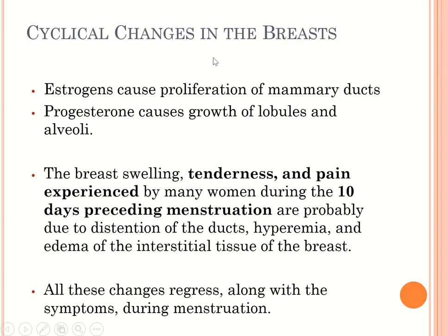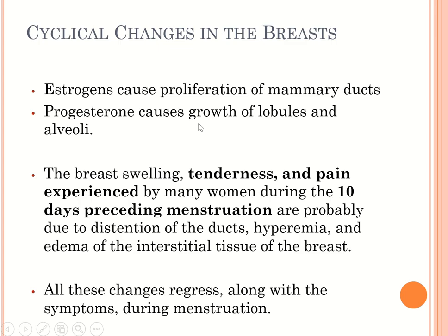Now, cyclical changes in the mammary gland. Always remember, in the breast there are ducts and lobules or alveoli. These alveoli and lobules are the ones which actually produce milk, and that is conducted via the ducts, right? So throughout the menstrual cycle, very beautifully, estrogen helps in the proliferation of the ducts. So in the first half of the menstrual cycle, mainly the ducts are developing.